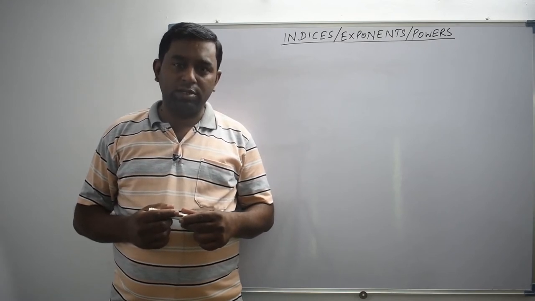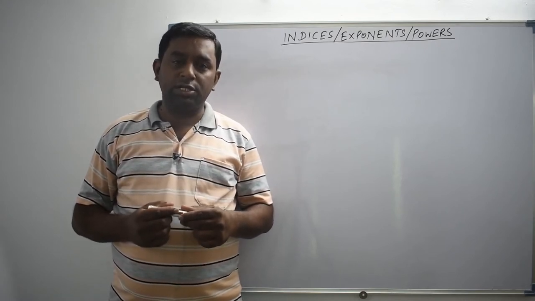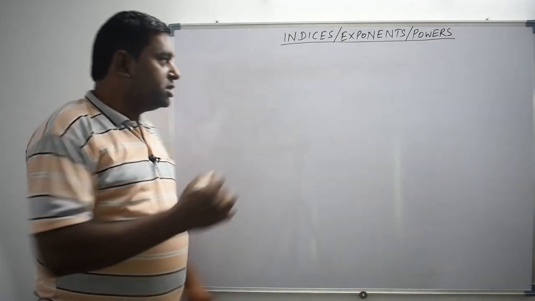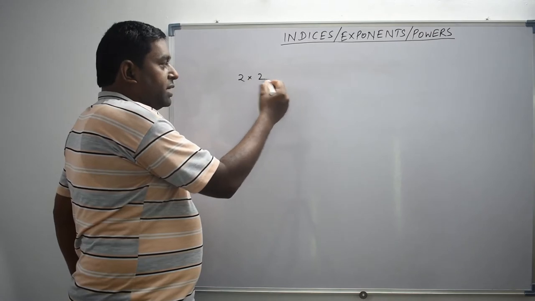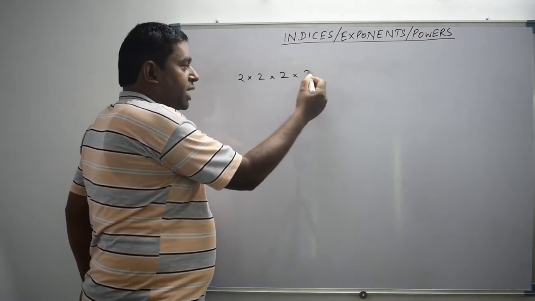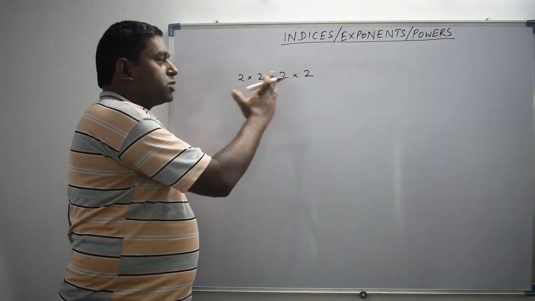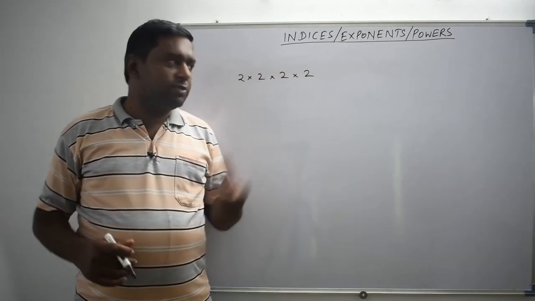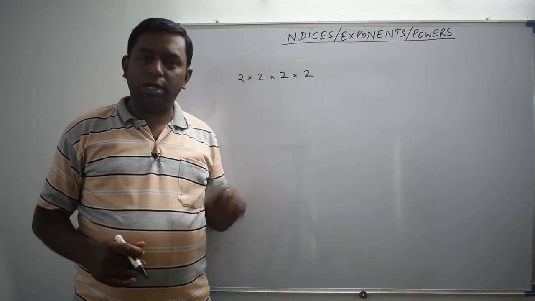How can we write this? We can use exponents to write this kind of multiplication easily. That is, 2 is multiplied by itself 4 times. So we can write 2 times 2 times 2 times 2. It's not a problem because I have only four 2s, so we can write all the four 2s completely.